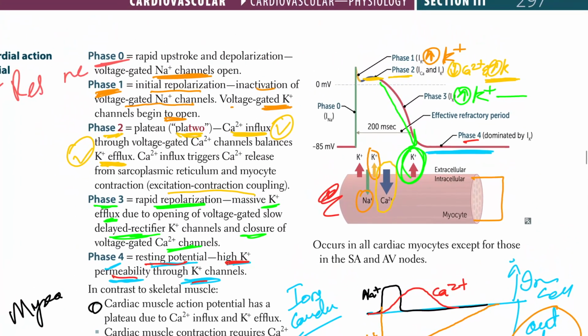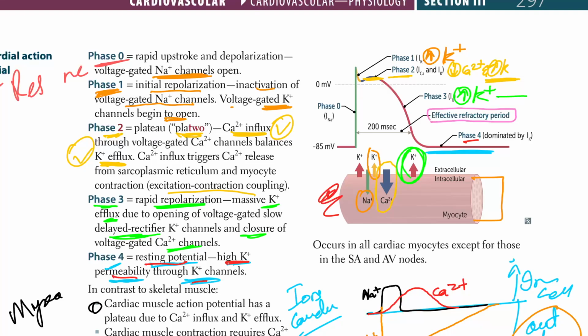One more high-yield thing is the effective refractory period. What is the effective refractory period? Let's erase a little bit of these things here. There are two things: the absolute refractory period, which is not mentioned here, and the effective refractory period. So let's also draw the absolute.